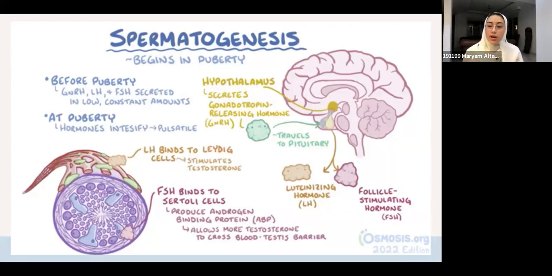And with that, you get more FSH and LH. Your LH, remember L for Leydig, so that binds to your Leydig cells, stimulates testosterone production. And then your FSH binds to your Sertoli cells, your nourishing cells, to produce ABP, or androgen binding protein. Okay, and this lets your testosterone actually go into the space to help the sperm develop.